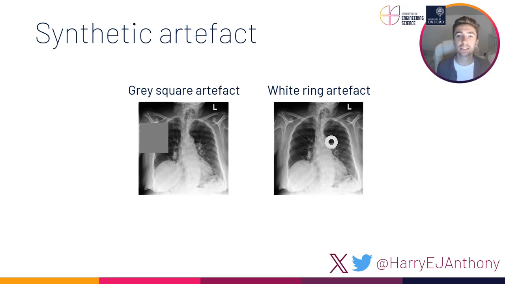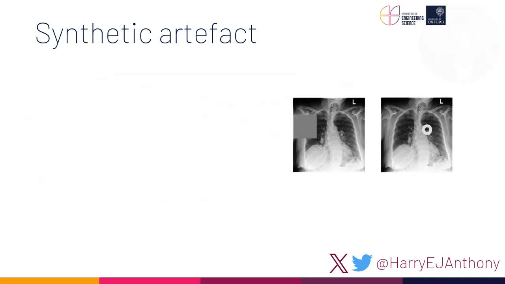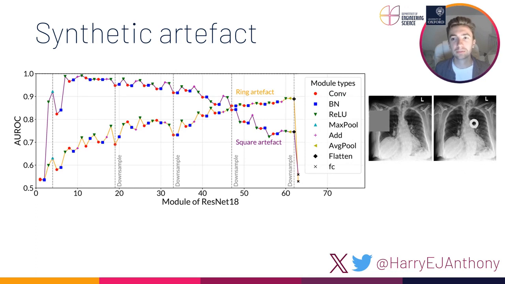We then repeated this investigation with another synthetic artifact. In this case, it was a white ring artifact. The results of this experiment are shown here, with the results for the ring artifact shown in orange and the square artifact shown in purple. We found this result really interesting, how the trends of these artifacts for the same pre-trained network are very different. The square artifact is detectable earlier in the network, where the ring is detectable later on in the network. From this result, we clearly see that different artifacts are optimally detected at different parts of the network, and trying to find a single module in the network which can optimally detect all artifacts may be misguided.